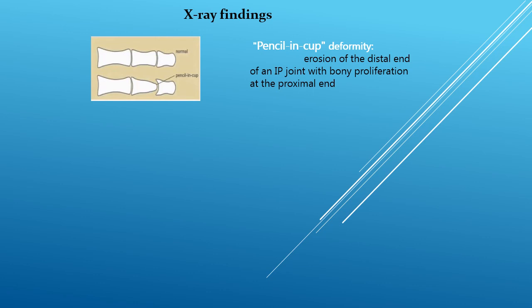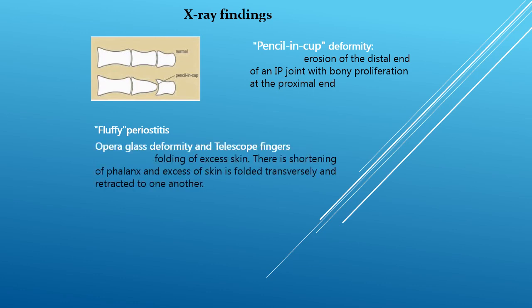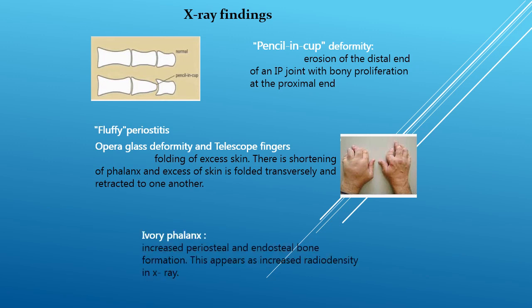Another important feature in psoriatic arthritis is fluffy periostitis. Next one is opera glass deformity and telescope fingers. Opera glass deformity is due to folding of excess skin. There is shortening of the phalanx and excess skin is folded transversely and retracted to one another so that it looks like an opera glass. Another important feature is ivory phalanx. It is due to increased periosteal and endosteal bone formation, so this appears as increased radiodensity in X-ray.